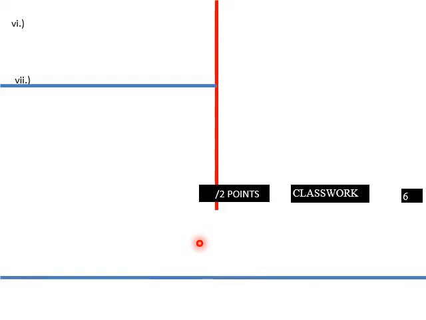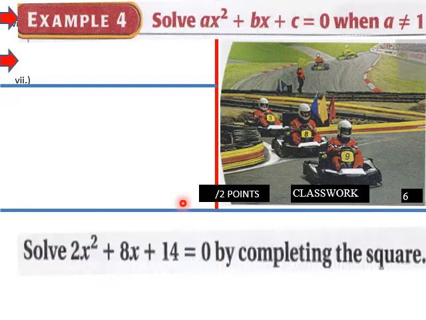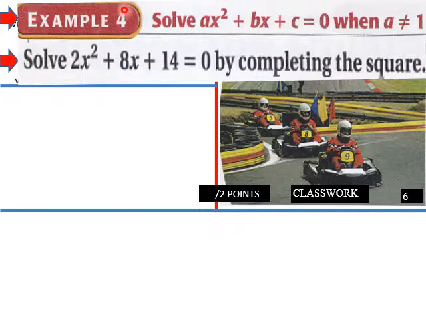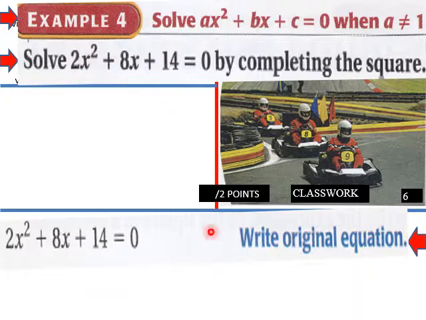So are we going to check that? Well, we could. You should check it. We're not going to check it. We're going to go right on to example 4: 2x squared plus 8x plus 14 equals 0. We're going to solve this by completing the square.